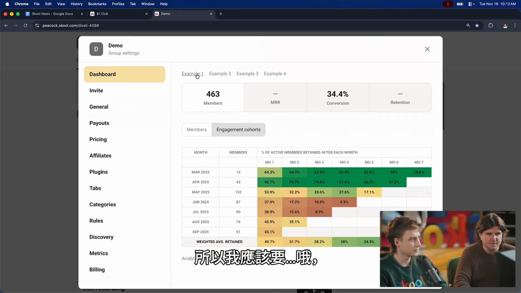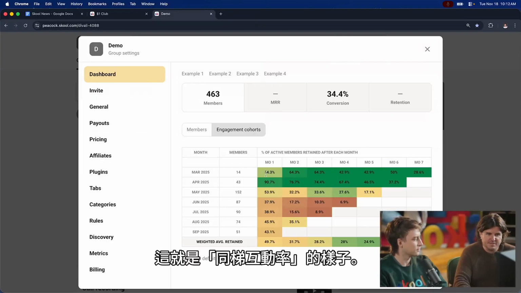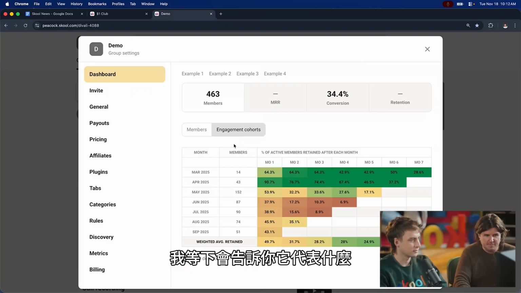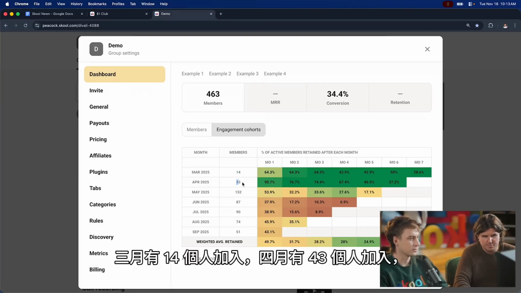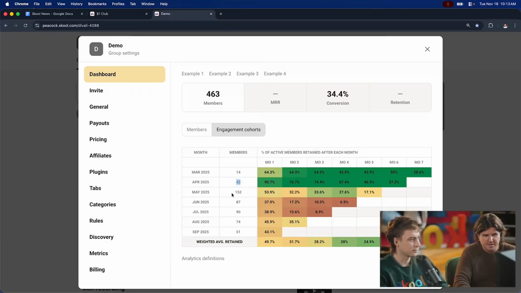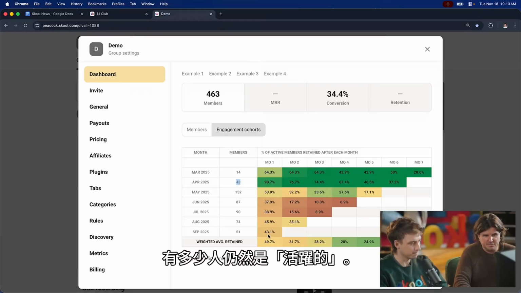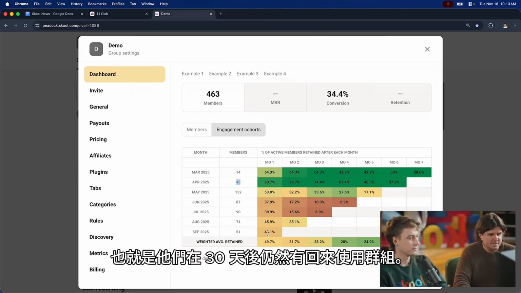I should probably, that's a good point actually. So this is what cohorts look like for engagement. I'll tell you what that means. But basically, in March, 14 people joined. In April, 43 people joined. And then you can see month one, how many of them were active. That means they came back after 30 days.